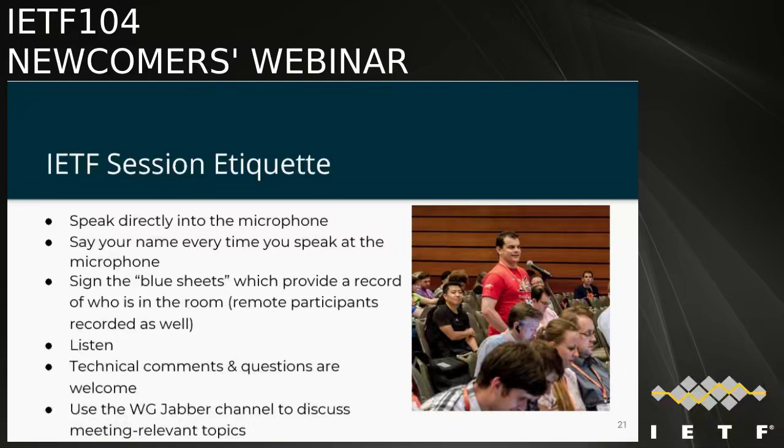Part of that is so that the people who are attending remotely, who don't see you, can get an idea of who's talking. There are blue sheets which provide a record of who's in the room. That's for patent concerns and helps plan future meetings. If the working group had 12 people in it, and then next meeting they request a room for 75 people, well, why are you going to get 6 times as many as you did before?